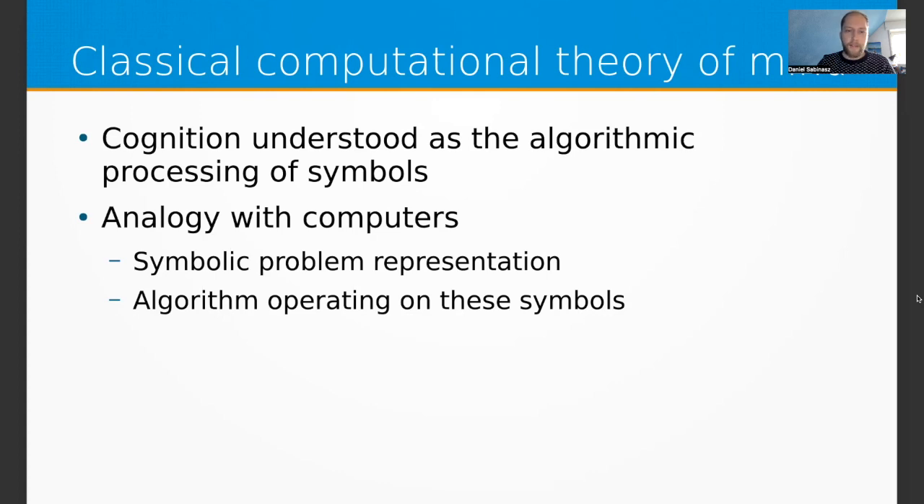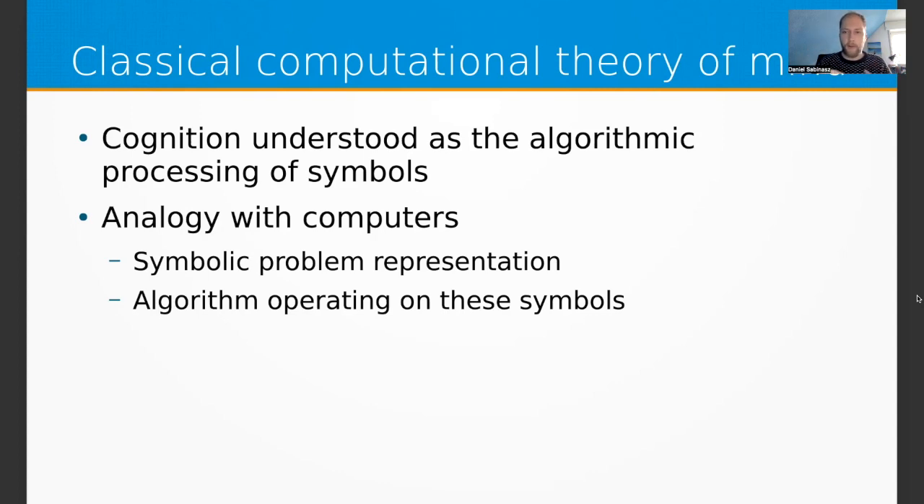And what algorithmic processing of symbols means is usually explained in terms of analogy with computers, or maybe more abstractly with Turing machines, if that means something to you, which are sort of abstract models of a computer, which have a memory and a processor and an internal state, and then they somehow operate on these representations in memory, and as a result they change their state or write something new to the memory and so on.